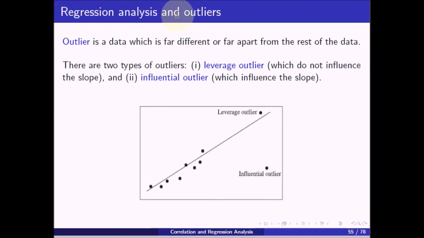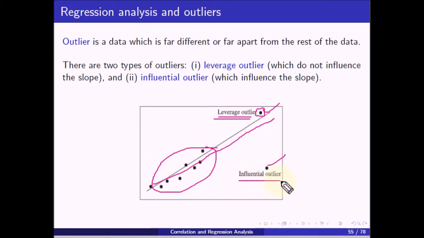We talk about regression analysis and outliers. An outlier is data which is far different or far apart from the rest of the data. There are two types of outliers: leverage outliers, which do not influence the slope, and influential outliers, which influence the slope. You can see here, if the outlier is somewhere here, then it is called a leverage outlier. You see why these two are outliers, because these two data points are very far apart from the original data set. So this is a leverage outlier, and this is called an influential outlier.